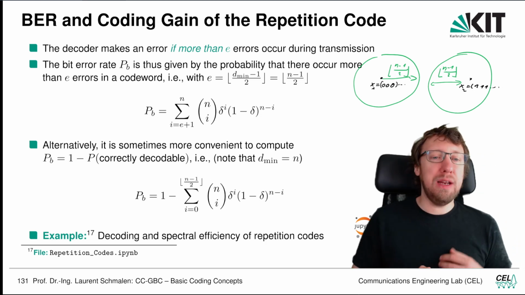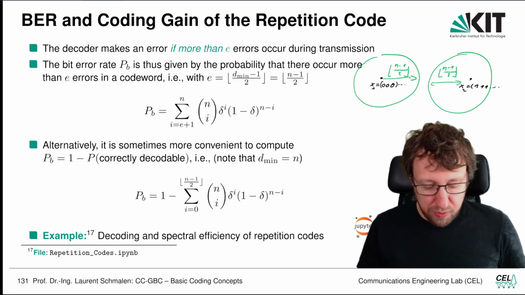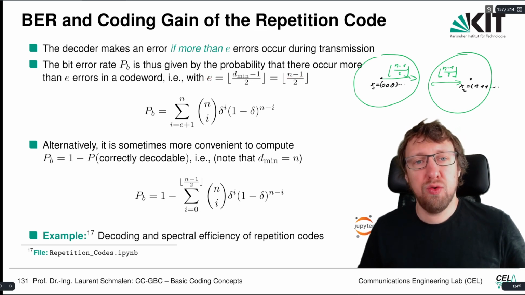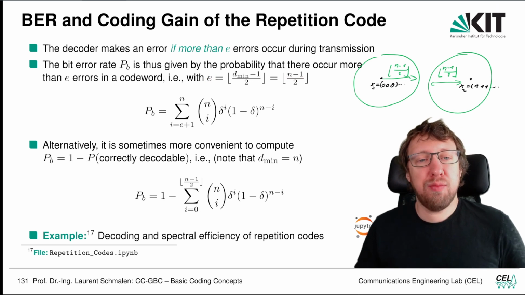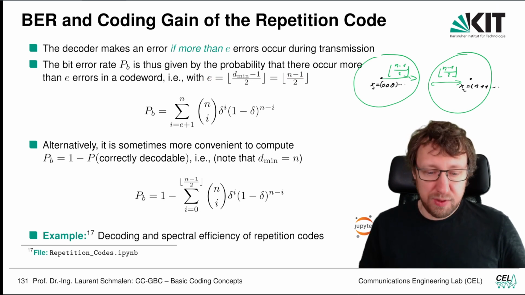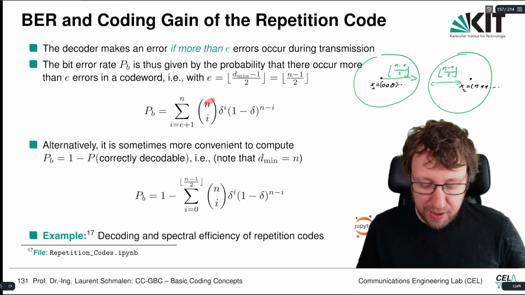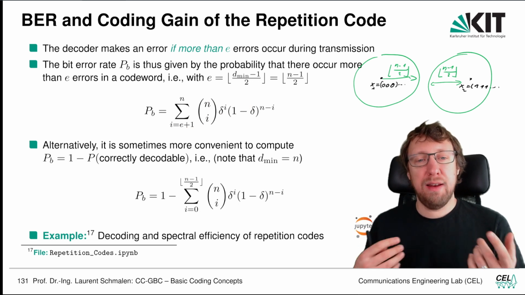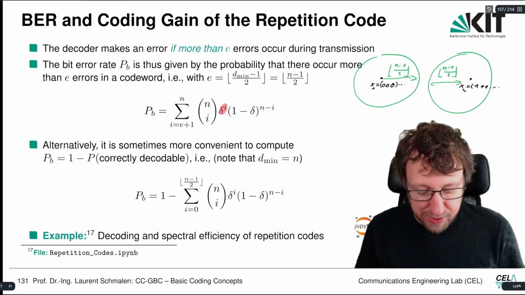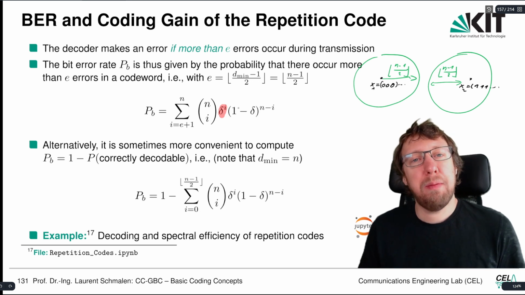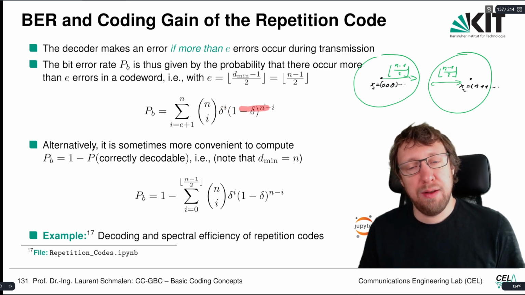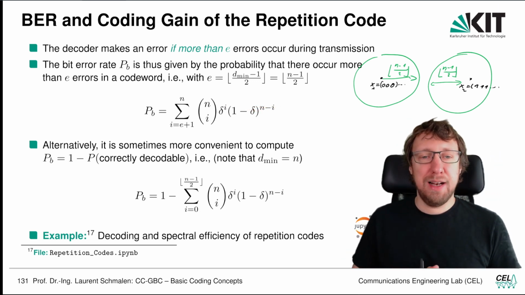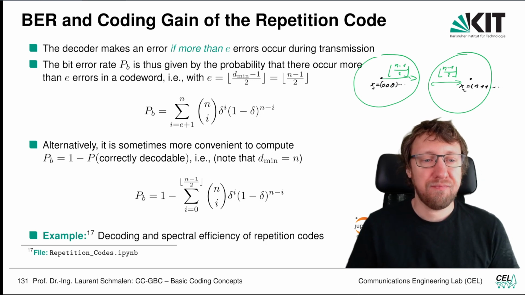So we can calculate the probability that this happens. The number of errors that we can correct is e, (n minus 1) divided by 2. And we just calculate the probability that more than e errors happen. So that's the sum from e plus 1 to n, and then just the probability that in a code word of length n, we have i positions that are flipped with probability delta, and the remaining n minus i positions are not flipped, which happens with probability 1 minus delta, binomial distribution.